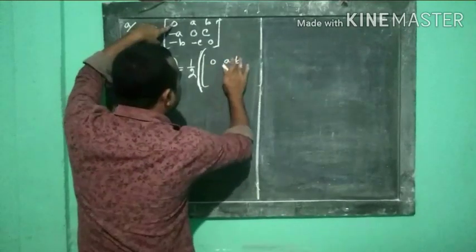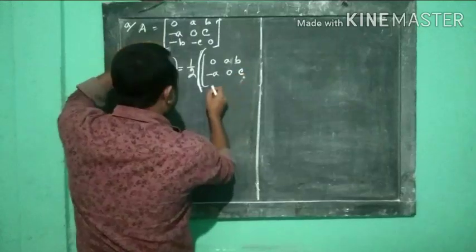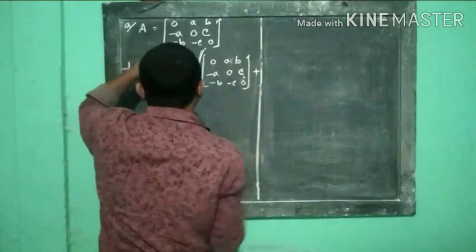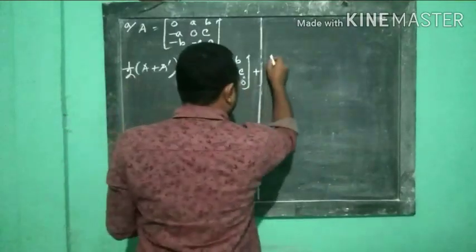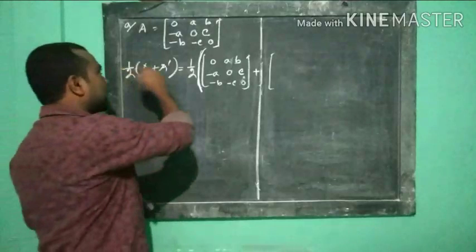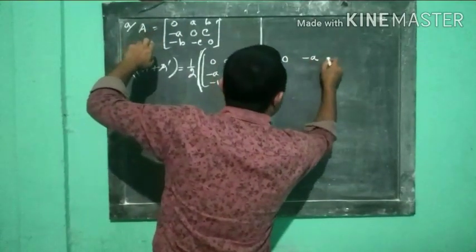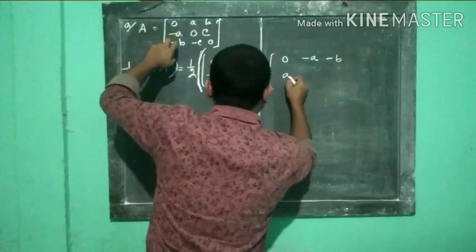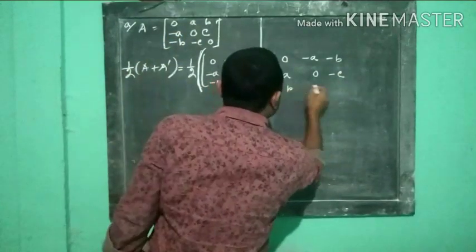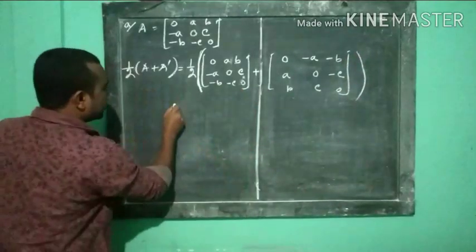Okay, this is the matrix with rows 0, A, B; minus A, 0, C; and minus B, minus C, 0, plus A transpose. What is A transpose? By interchanging the rows and columns, we get A transpose: 0, minus A, minus B; A, 0, minus C; and B, C, 0. This is complete.